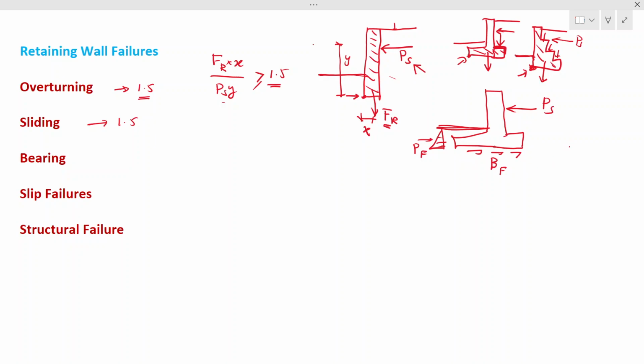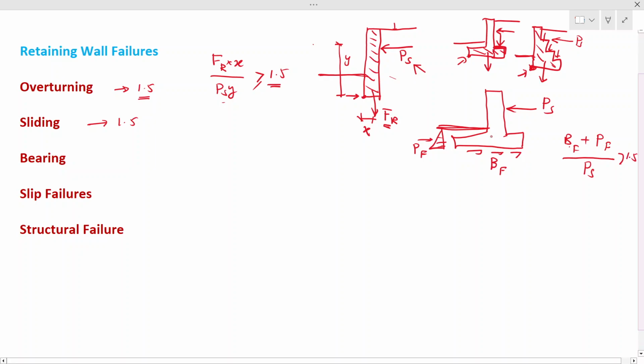So again, the factor of safety for this one also should be greater than 1.5. So what's the factor of safety? You have the resistance forces: this is the base friction, BF, and you have the passive pressure, from which you can calculate the passive force, say PF. Then you have the soil and the other force on the retaining wall in the other direction. This should also be greater than 1.5, as we discussed.